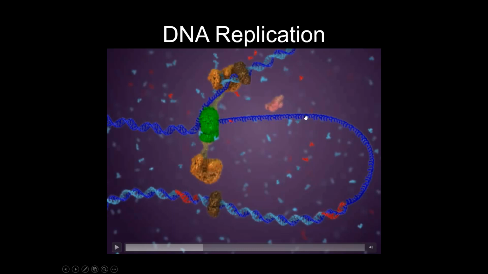So we'll build from here, and then we get to another primer. That will have backed up, and so now we can start again. So we build it in little fragments that are called Okazaki fragments. So Okazaki fragments are the fragments that the lagging strand is built in.